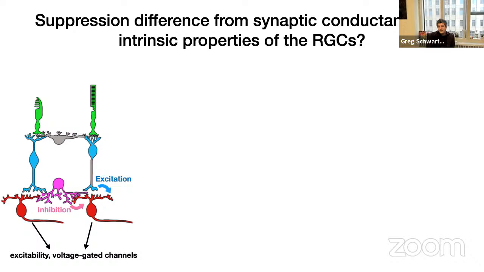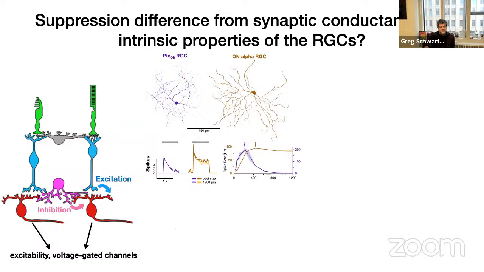Either excitation and inhibition are critical for this, or the excitability of the cells themselves and their voltage-gated channels are important, or some of both. These aren't mutually exclusive, of course. So let's measure those things. Again, here's the spike suppression in a population of Pixons and ON alphas. Oh, and by the way, I'll keep this color scheme throughout: the Pixons will be purple and the ON alphas will be orange throughout the talk. And again, here's the surround suppression in their spiking activity.